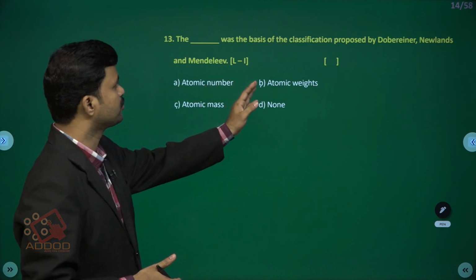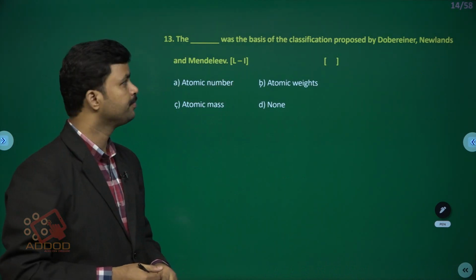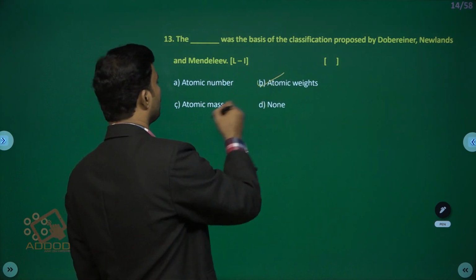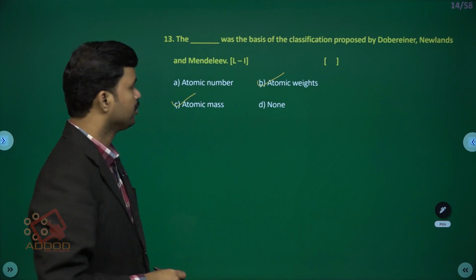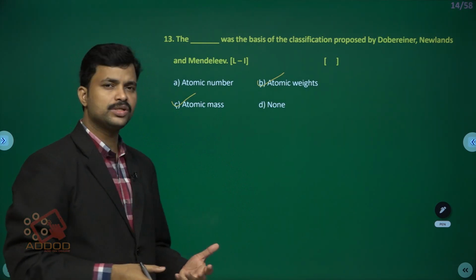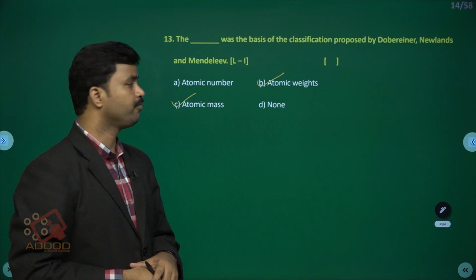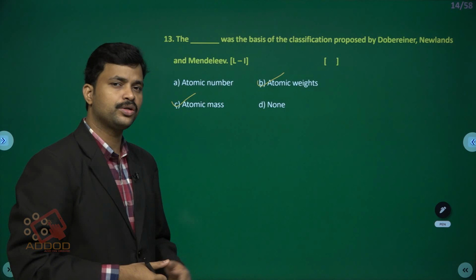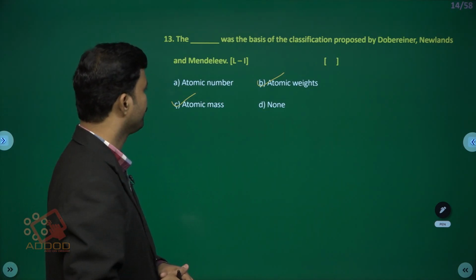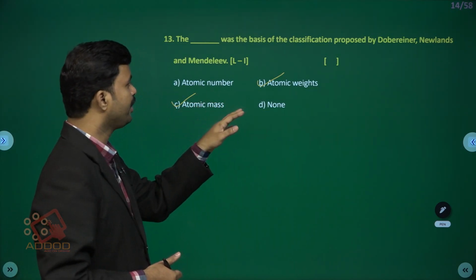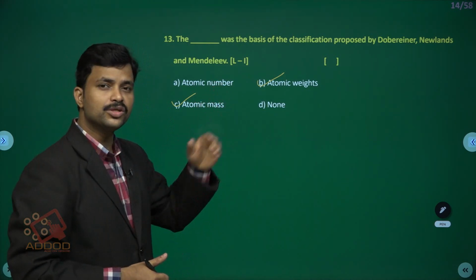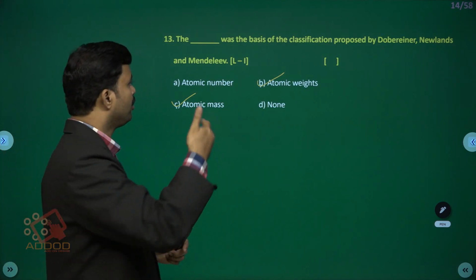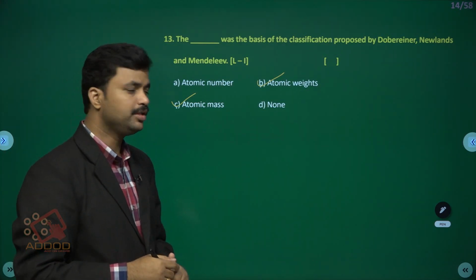The dash was the basis of the classification proposed by Dobereiner, Newlands and Mendeleev. Atomic weight or atomic masses are responsible. Atomic weights and atomic masses we use as synonyms in chemistry, though there is a minor variation. Both will be the answers. After that, they had some failures when the atomic number property was identified. The modern periodic table is built on atomic number and electronic configuration by Niels Bohr.